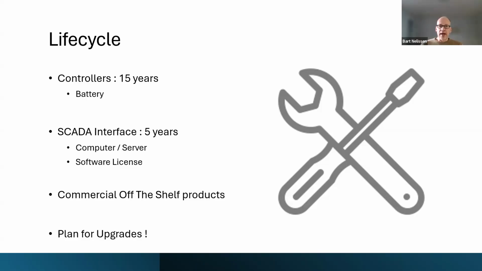Now, I listed a battery here as a separate topic simply because of the fact that the battery that resides within the controllers, which, for example, would hold your program in case there's a power failure, that battery should be replaced yearly or every 2 years just to make sure that you're not going to lose your program when the power comes back. So that's on the controllers, on average, 15 years.